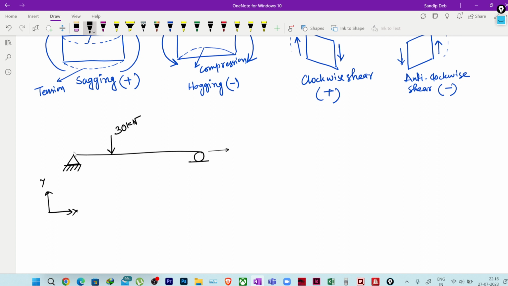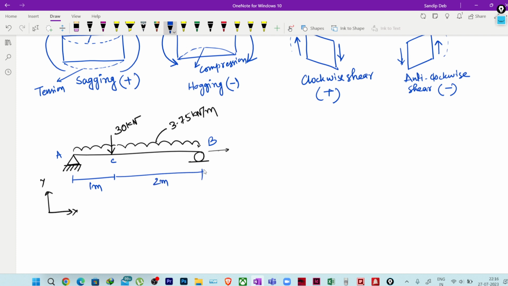We have a 30 kilonewton load here as a point load, and for the self weight we consider a uniformly distributed load of 3.75 kilonewton per meter. I named the points A, C and B. This distance is 1 meter and this distance is 2 meter. Correct? So this is our problem. Fine. So let us now solve it.